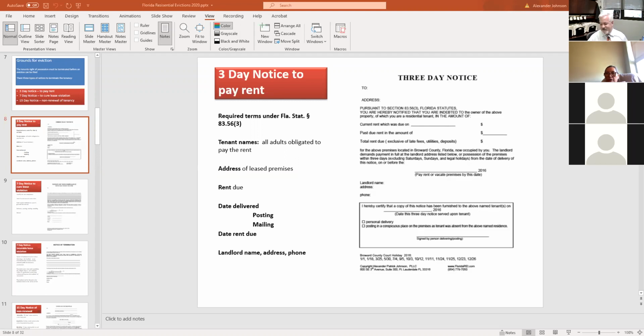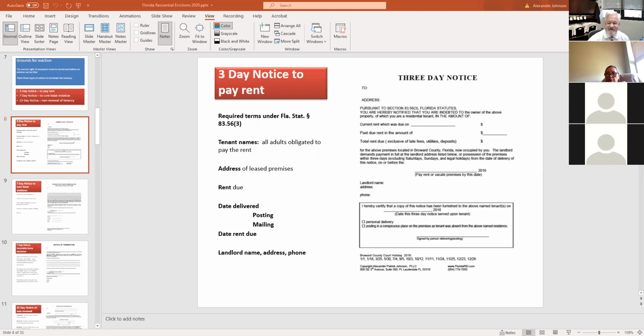And here's another thing that can trip you up: when there's a hurricane, sometimes the courts will close for that. So you'll have to take that into account for your 3-day notice. If the courts are closed, then those days don't count in the 3-day notice.